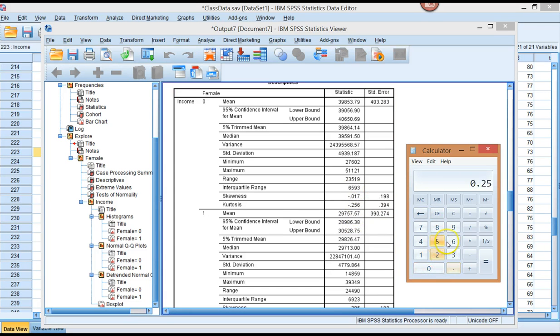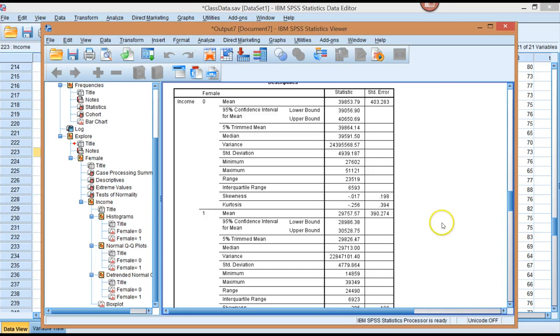So 0.256 divided by 0.394, and we get 0.649, still within the bounds of what we would consider normal. So you have several options in order to explain that your data is or is not normally distributed.